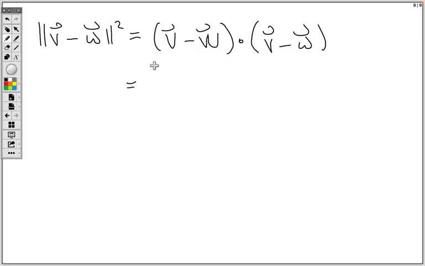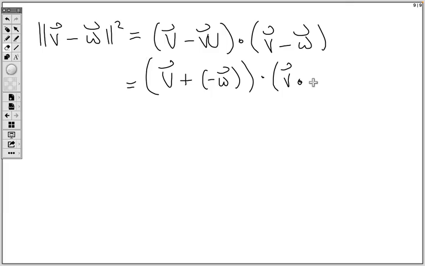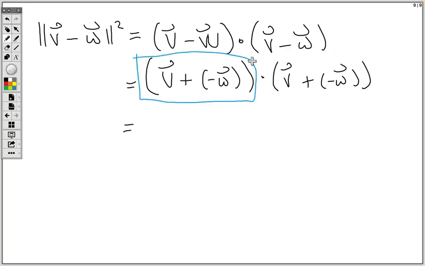And now I'm going to use the definition here of vector subtraction. V minus w is the same as v plus the opposite of w. Right? And now I'm going to use the distributive property. I'm going to distribute the first factor to each of the vectors here in the second factor.